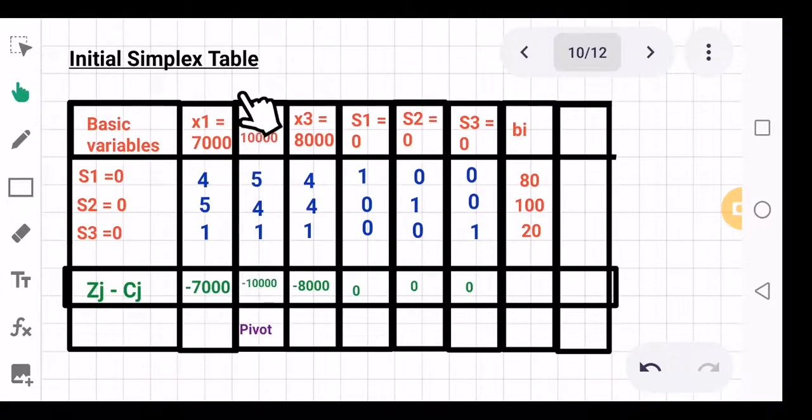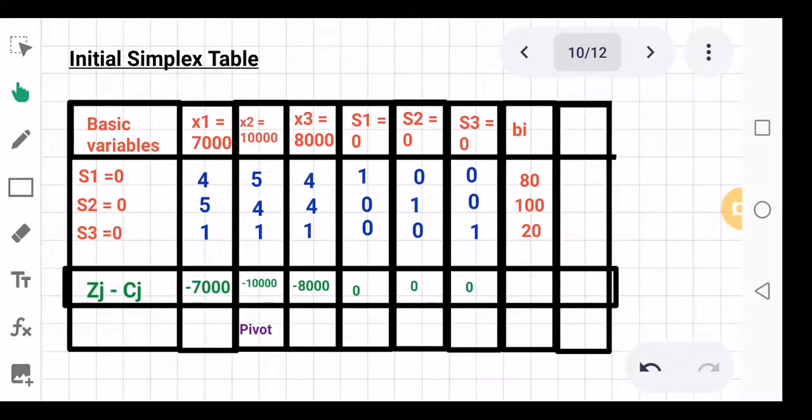The next step is we have to divide bi by x2. Why are we doing that? We are dividing bi by x2 so that we get some other numbers through which we can find out the departing row. Because the next step is to find out the departing row. To find out the departing row, we need to divide bi by the pivot column, and this is the pivot column. That's what I'll be doing in this particular column.